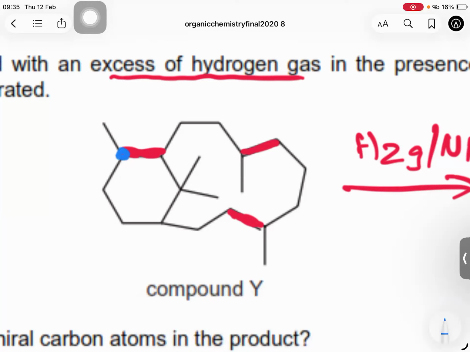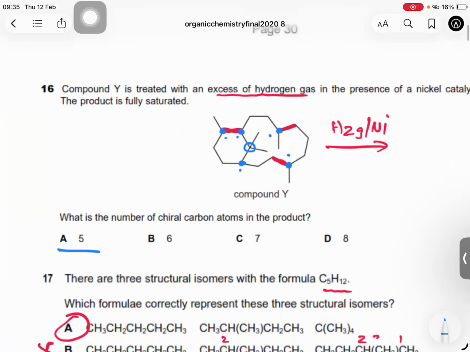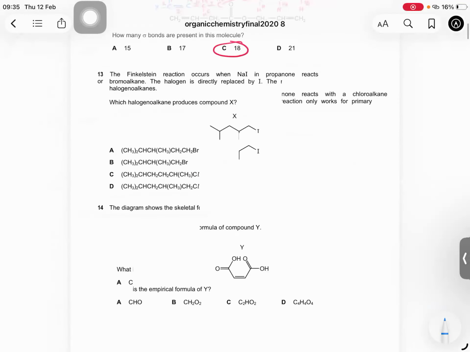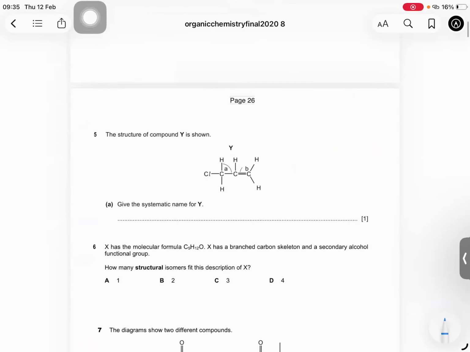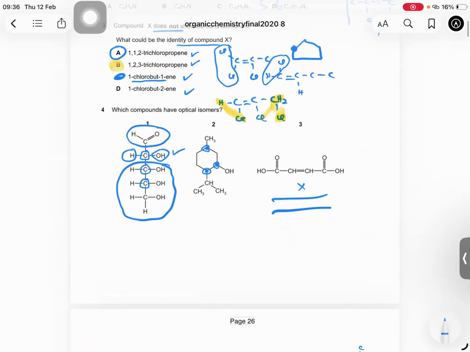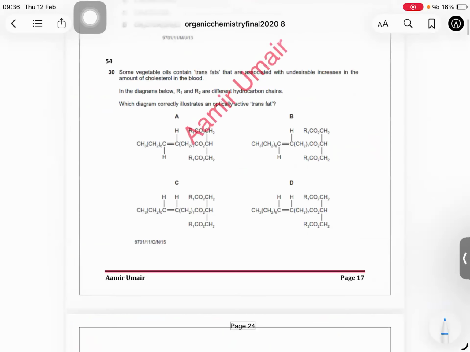Is this chiral? Is this chiral? Is this chiral? Is this chiral? Is this chiral? Why not this? It's 2 methyl groups attached. So 1, 2, 3, 4, 5 chiral carbons. Answer is this. All right. The same question we did. Okay, this question.